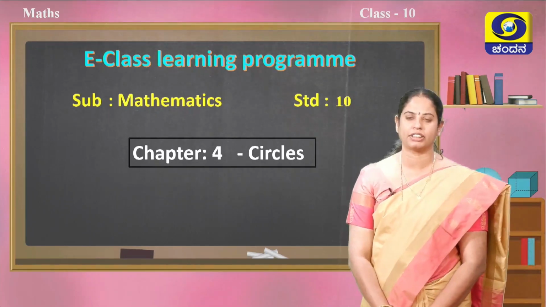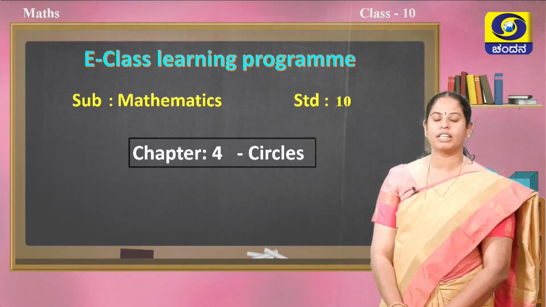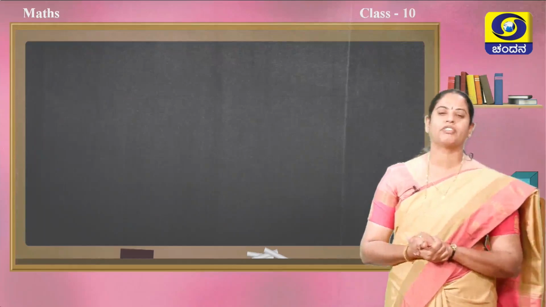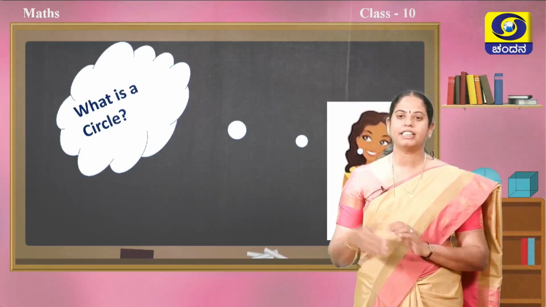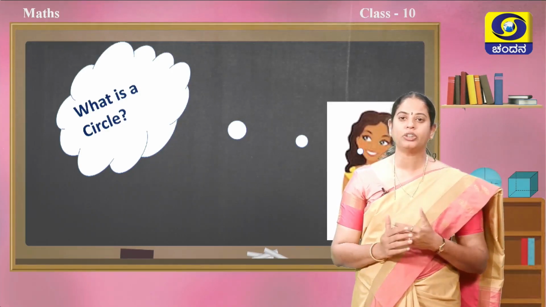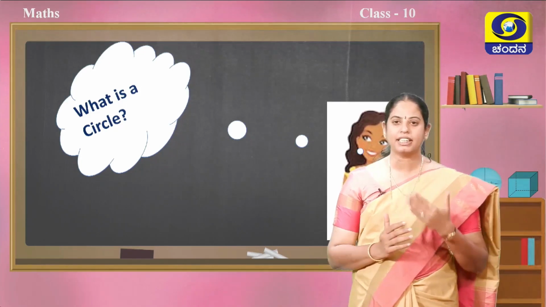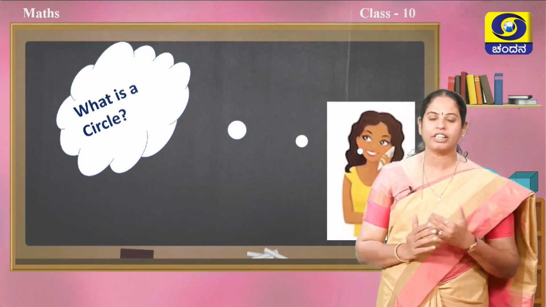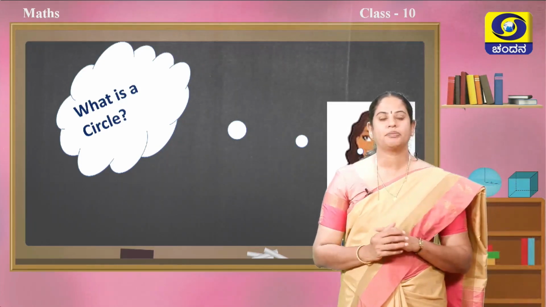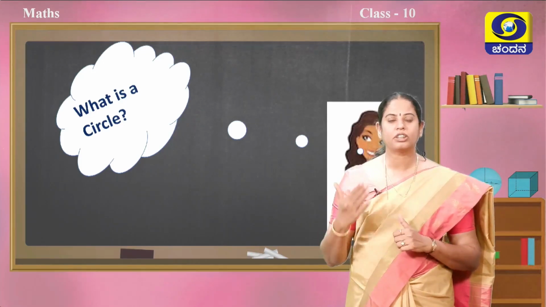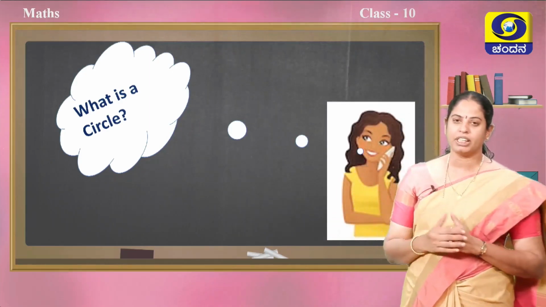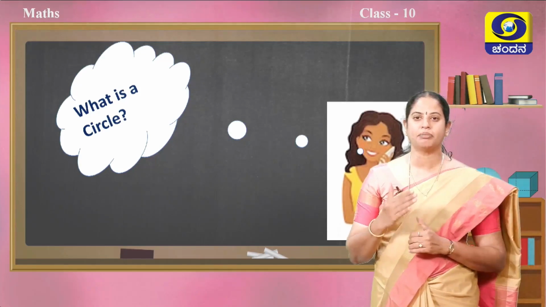Before exploring this chapter, I am going to share an incident that happened in the morning. Zohra Khanum, my friend's daughter, called me and started asking me a few doubts. She told me that she is able to define a triangle and a quadrilateral very easily, but she couldn't define a circle. She asked, aunty, please help me regarding this.